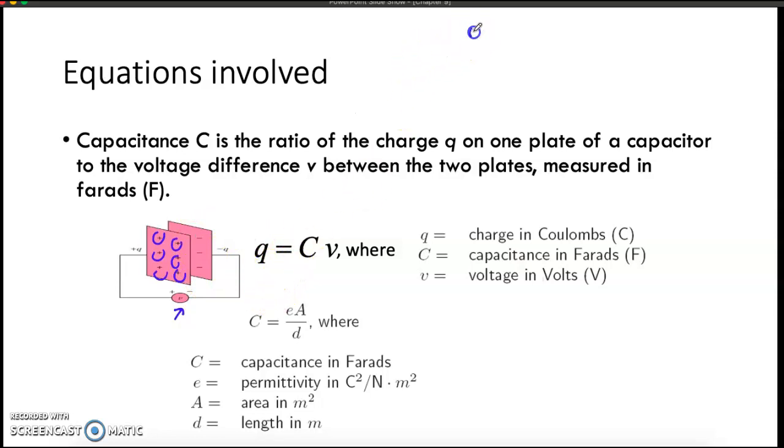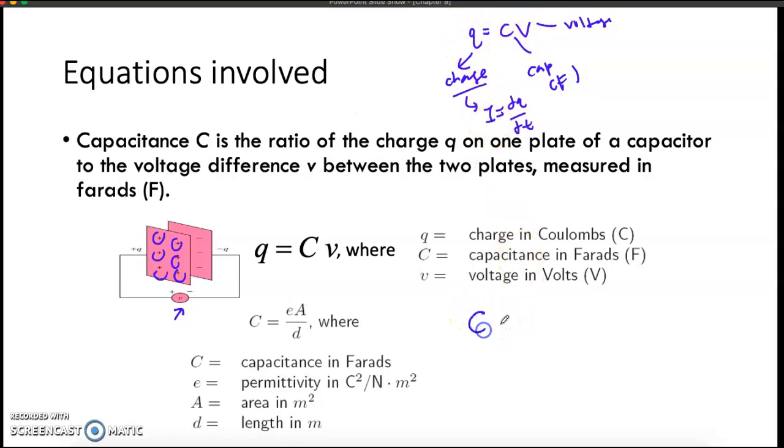The first formula is Q equals CV. Q is the charge, and from this charge you are going to get the current, right? Because current is dq over dt, the change of the charge movement by time. C is the capacitance in farad, and V is the voltage in volt. So this is the first formula, Q equals CV.